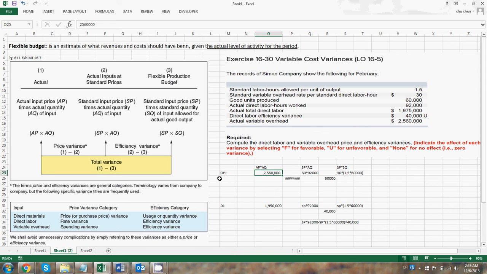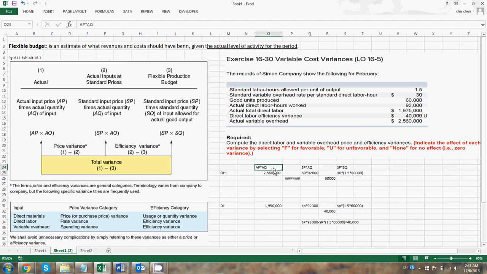So that's why I'm going to use the overhead first, because overhead calculations are a little bit more straightforward. Basically, we try to figure out just three numbers for overhead. All right, let's take a look at what happened here.